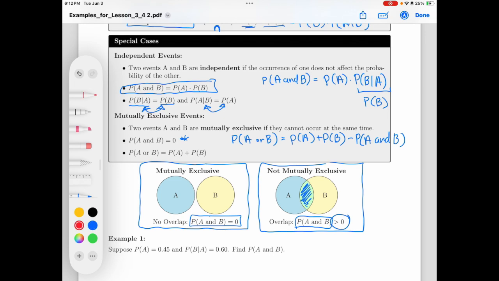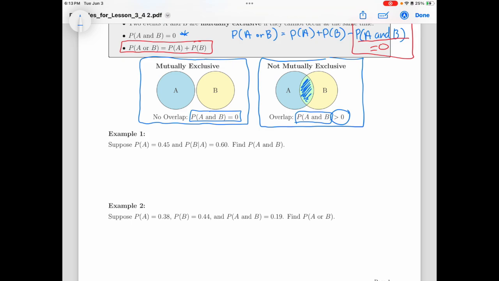When we have events that are mutually exclusive, I know that the probability of A and B is equal to 0. So I don't need to worry about subtracting that overlap, which is why when two events are mutually exclusive, to find the probability of A or B, we only need to add the two probabilities together.